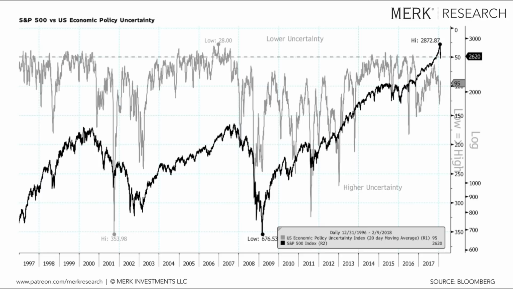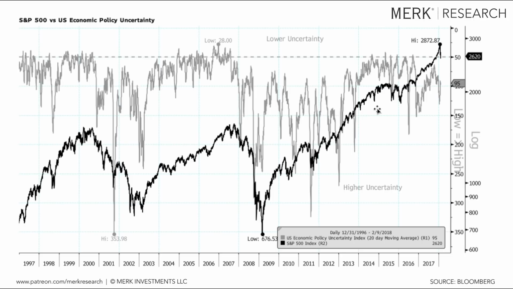All right, here's another chart that I didn't show last time. This chart shows the U.S. Economic Policy Uncertainty Index. That's the gray line here. That's on an inverted axis, so higher readings on this gray line represent lower levels of uncertainty. And then the S&P 500 index is the black line.